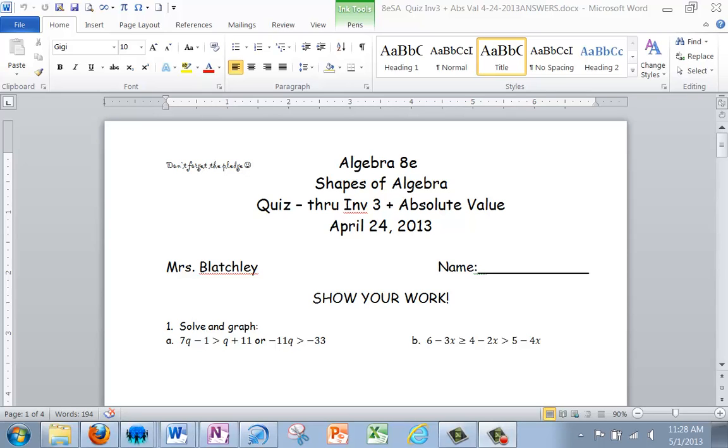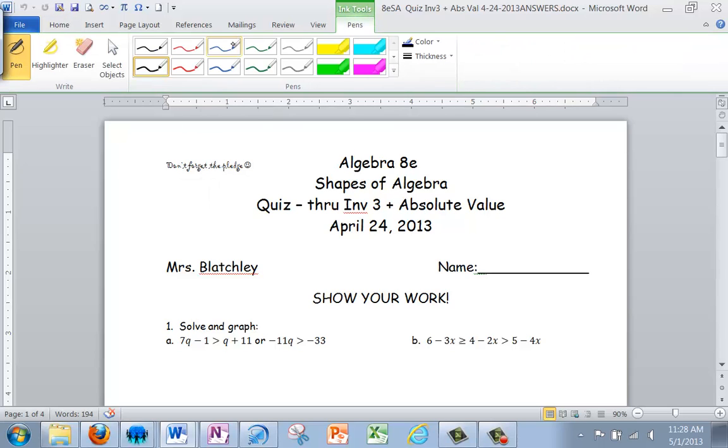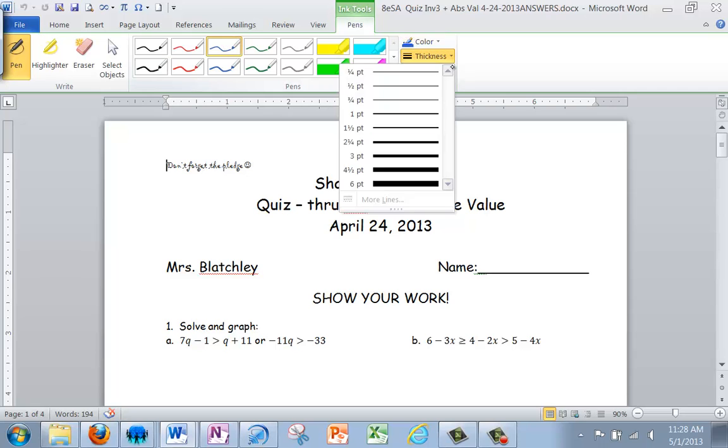These are the answers to your blue quiz from April 24th. It's the Shapes of Algebra quiz. Let me get myself organized here and I'll be ready. So if you have your quiz available and ready, why is this not working? Here we go. So here are your correct answers.